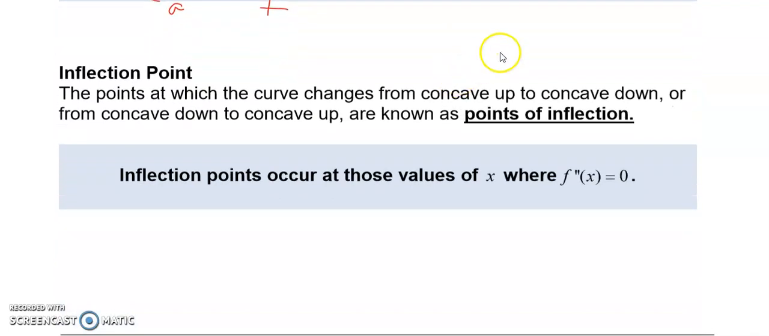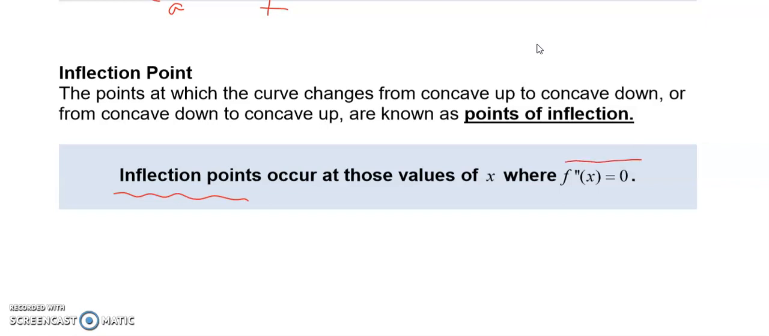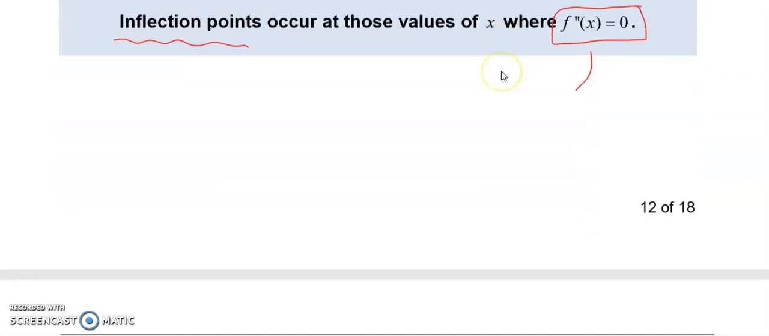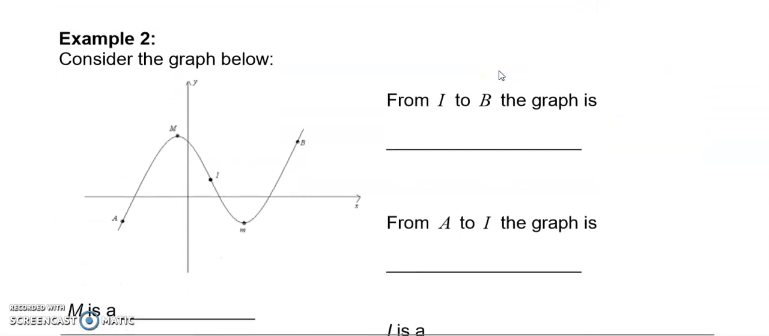Here is where you can tell where the inflection point occurs. Inflection points occur where you take the second derivative, set it equal to 0, and solve for your x values. It's something like the test for critical values, but for critical values you had the first derivative set equal to 0. For points of inflection, you take the second derivative and set it equal to 0. Let's have a look on page 13 and see what we have.